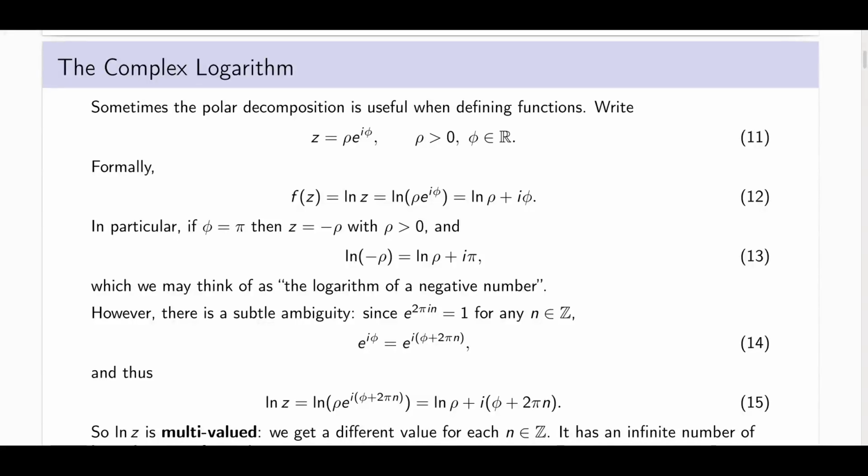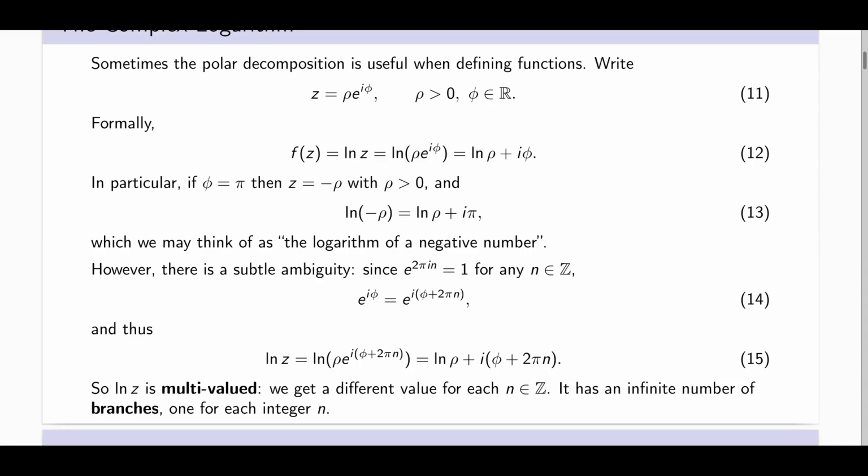The complex logarithm reveals one of the most surprising features of complex analysis. When we write a complex number using its magnitude and its angle, taking the logarithm splits it into a real part and an imaginary part. But the angle is never unique. You can always add a full rotation without changing the number. Because of this, the complex logarithm doesn't have a single value. It has infinitely many. Each choice of angle gives a different branch of the logarithm.